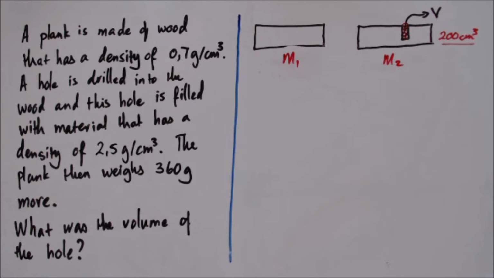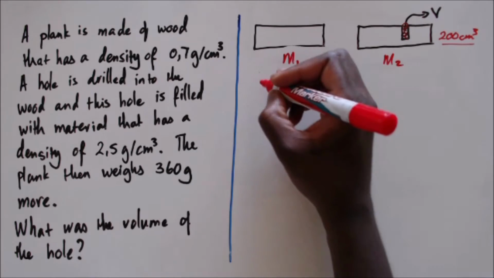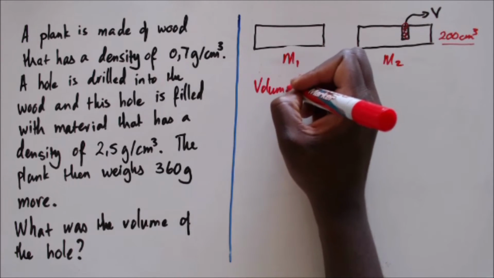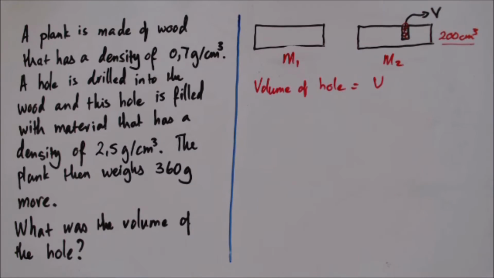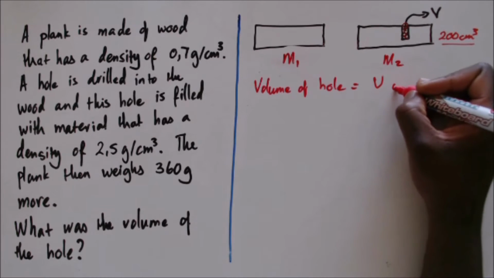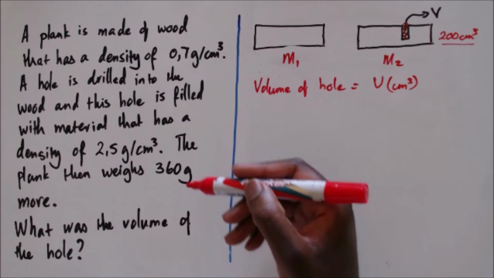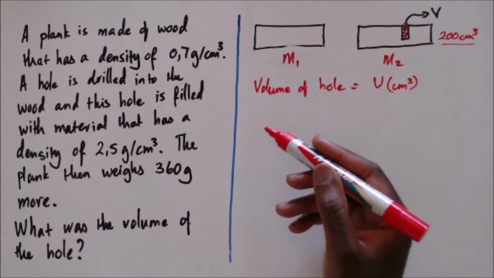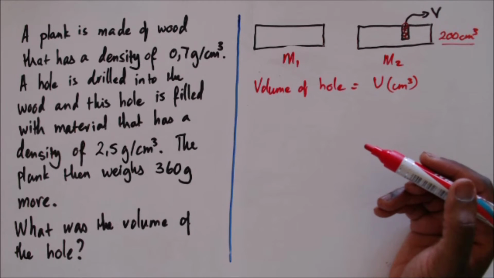Now we've got two densities. We've got the density of the plank, and then we've got the density of the material which the hole is filled with. So let's get right into it. Let the volume of the hole be V, and that volume will be measured in centimeters cubed, because all of the information in this question where we're talking about volumes is in centimeters cubed, and we note that masses are in grams.